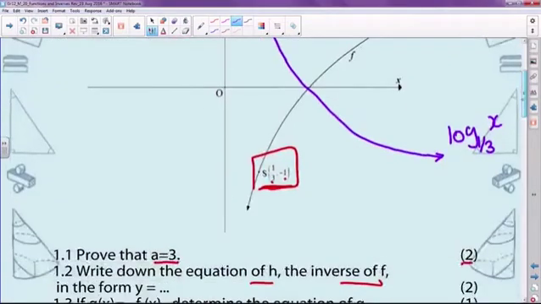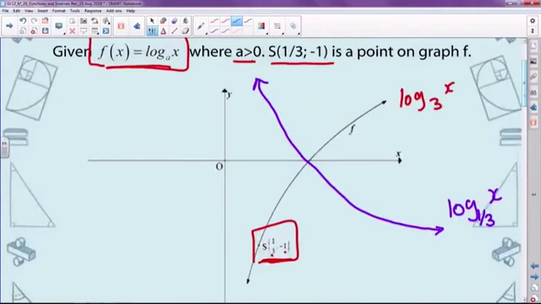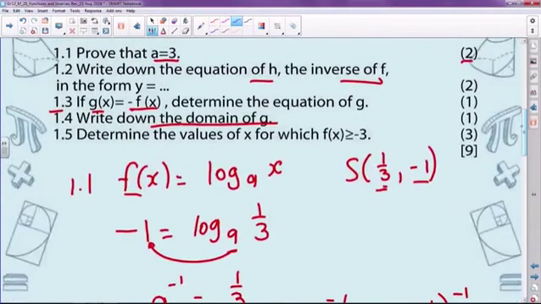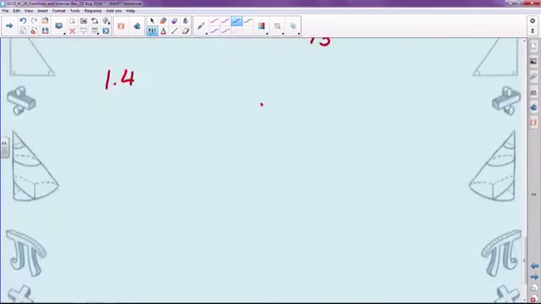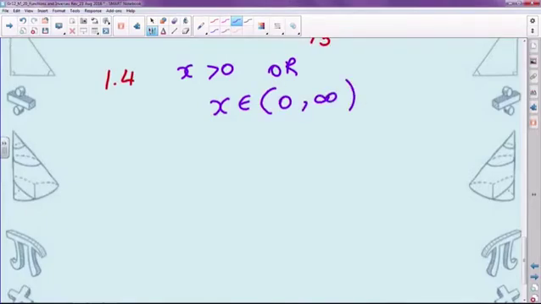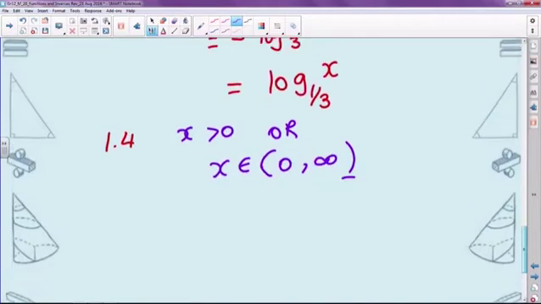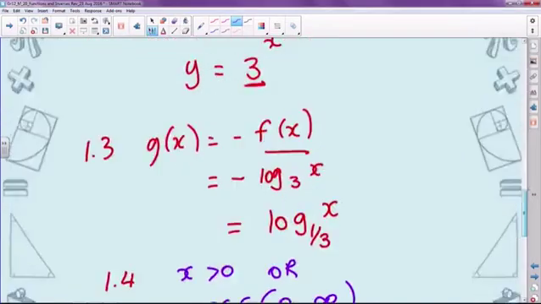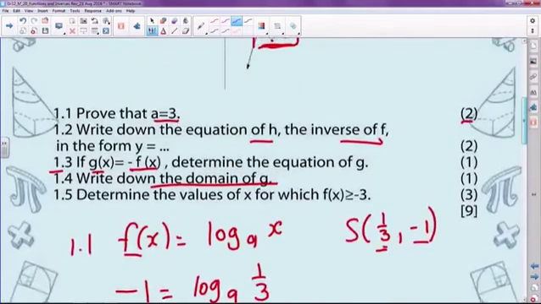Okay, and what you can see about the domain of both these graphs is that they are always to the right of the point 0. So they're all the positive values of x. So therefore the domain of g would be, and this is 1.4, either you can say x is greater than 0, or you could write it in interval notation as x is an element of (0, infinity). Okay, it only takes on the positive values. Note that I used round brackets to show that 0 and infinity are not included.